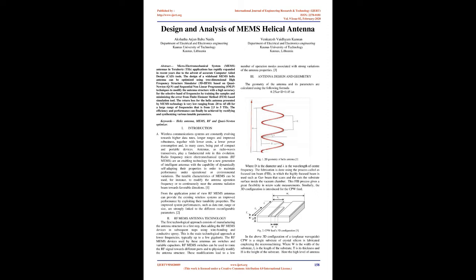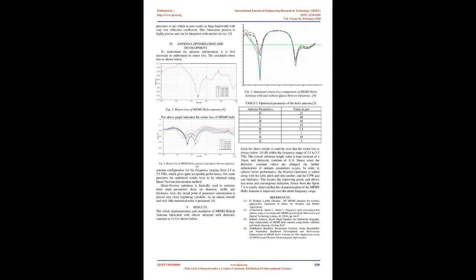number of operation modes associated with strong variations of the antenna properties. 3. Antenna design and geometry. The geometry of the antenna and its parameters are calculated using the following formula: 0.25λ ≤ d ≤ 0.45λ, where d is the diameter and λ is the wavelength of center frequency.